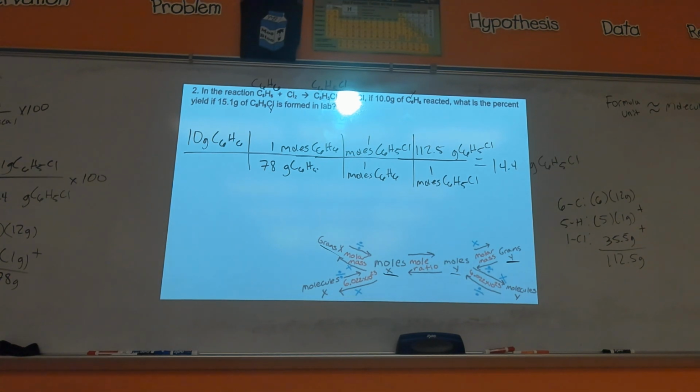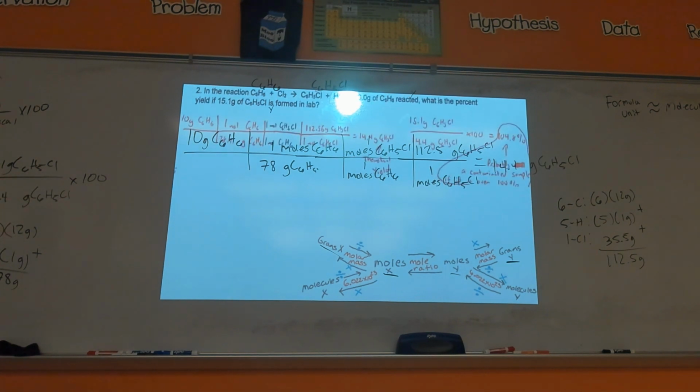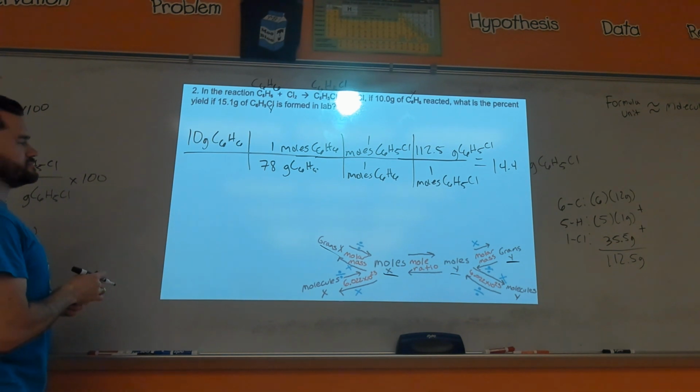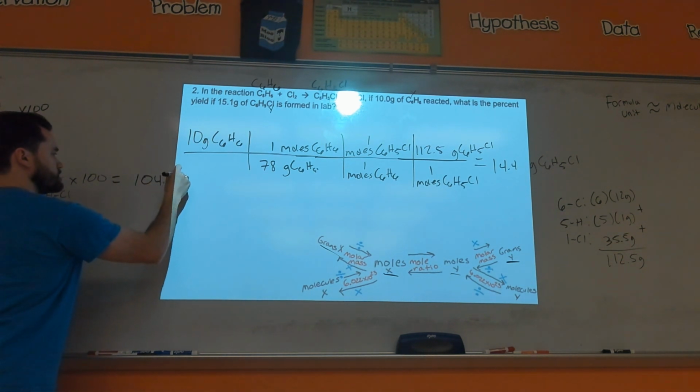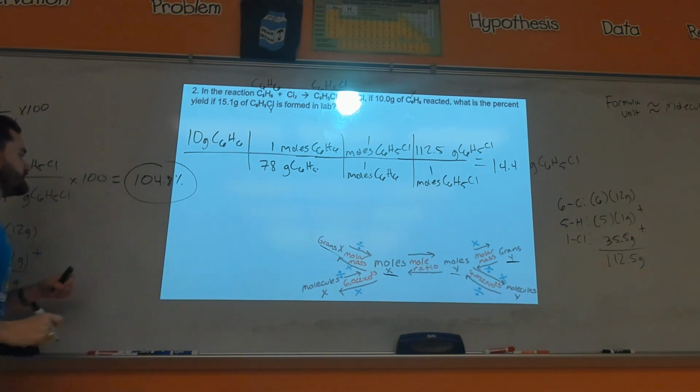All right, so then we do 15.1 divided by 14.4, and then times 100. When you do that, you end up getting 104.8%. That would be your answer. Now, what do you notice about this answer? Why is that answer peculiar? It's above 100.